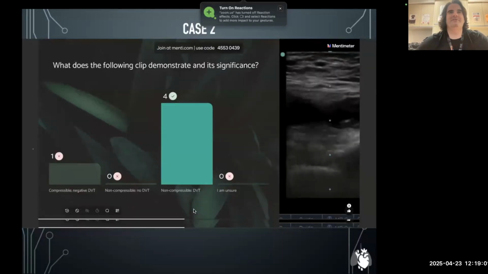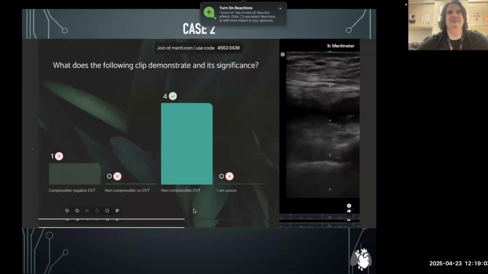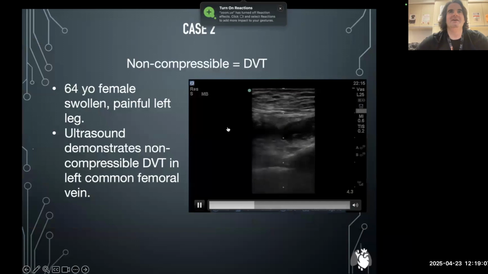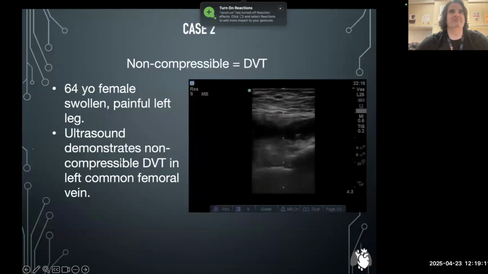Okay, so most people said non-compressible DVT. Yes, that is correct. This is non-compressible. The fact that we can see the artery begin to occlude means that you have exerted enough pressure. That would be your standard. And sometimes you see clot, especially when it's very fresh clot, it's more hypoechoic or even anechoic, so you may not see it at all. That's why the definition of DVT is really a non-compressible vein.